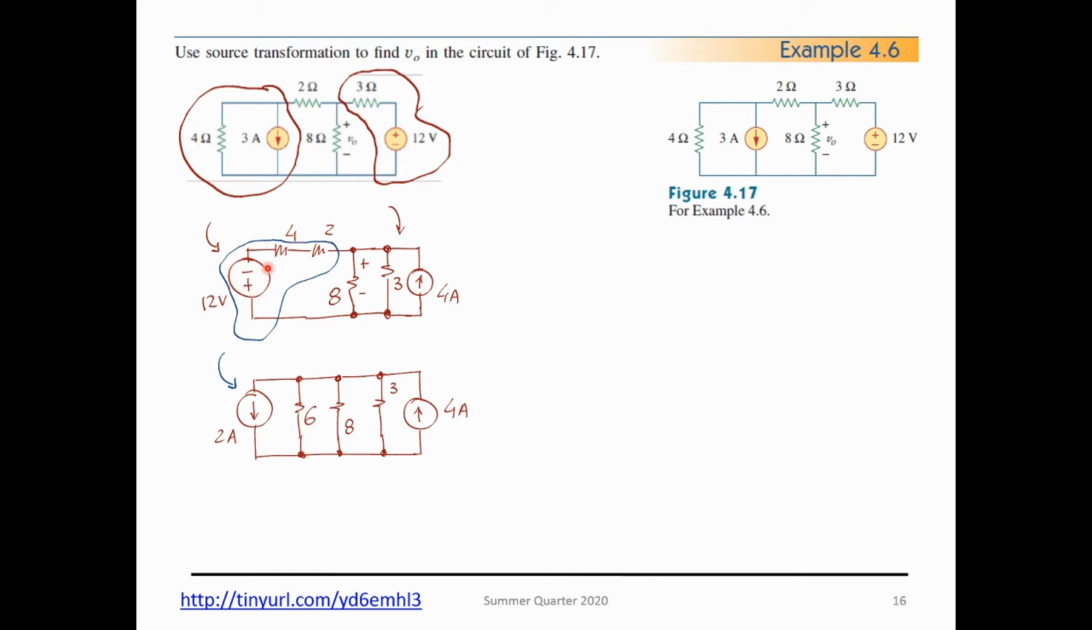Pay attention here that the current is going down, so the voltage source needs to be opposite of what you normally are used to. So the current now is pulling you down. So it's 12 volts divided by 6, 2 amps.